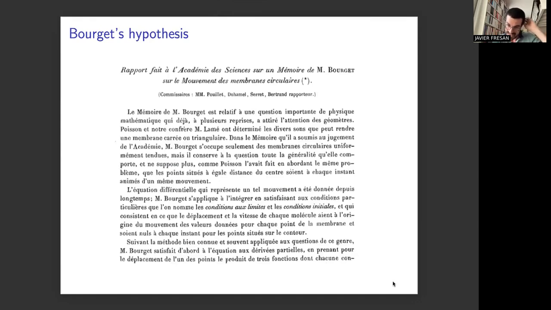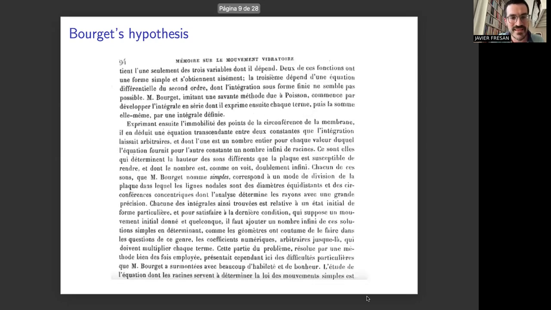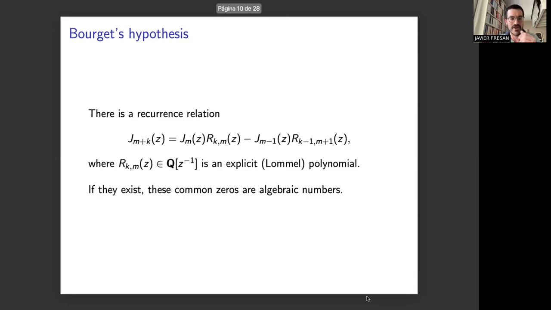So, I went to see Bourget's paper, and I was surprised to find that immediately after the paper in the volume where it is published, you get the referee report. So this is the ones who presented the paper, and then they explain what he does and why it is good and should be published, and so on. Okay, so that was one of the motivations for Siegel, this question about zeros of the Bessel function.